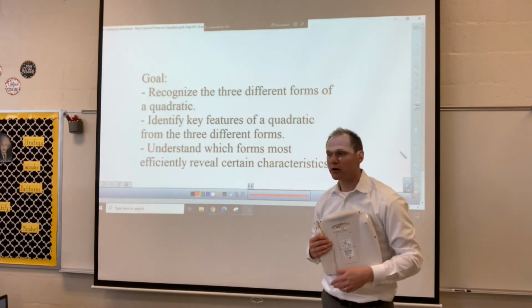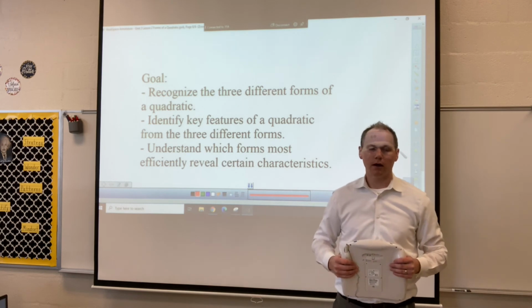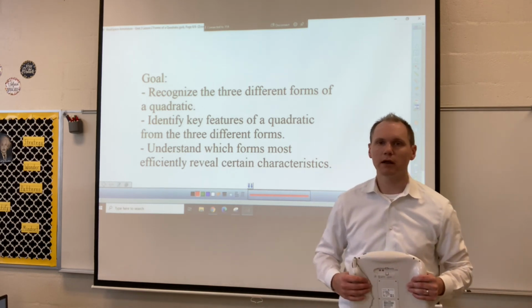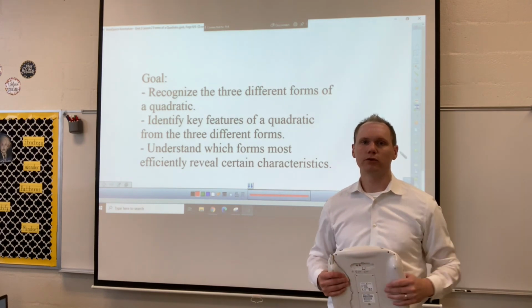So there are some advantages to the various forms, but I hope that you've got a good overview of the 3 forms. And in our next video, we'll look at how to actually graph from those 3 forms and give you a chance to practice.